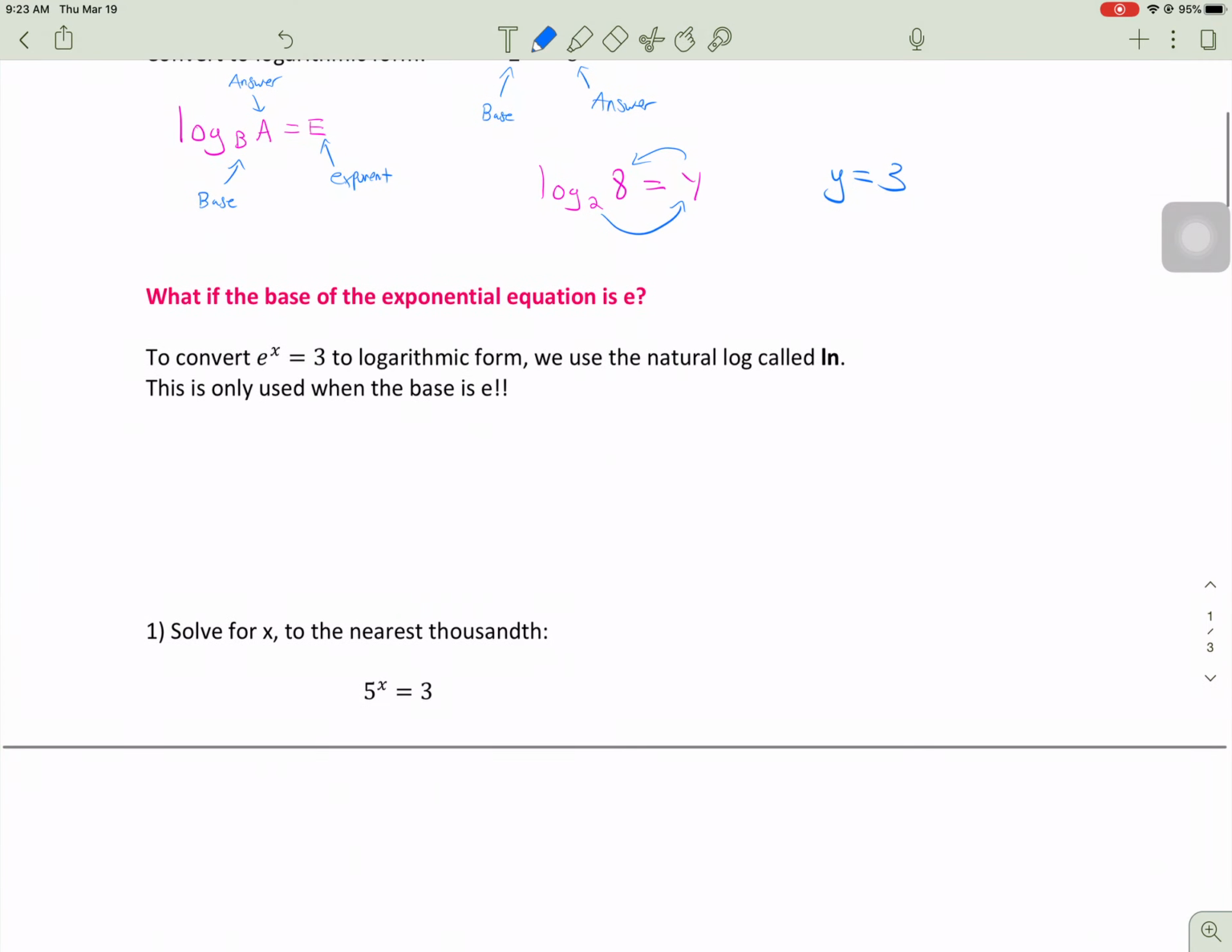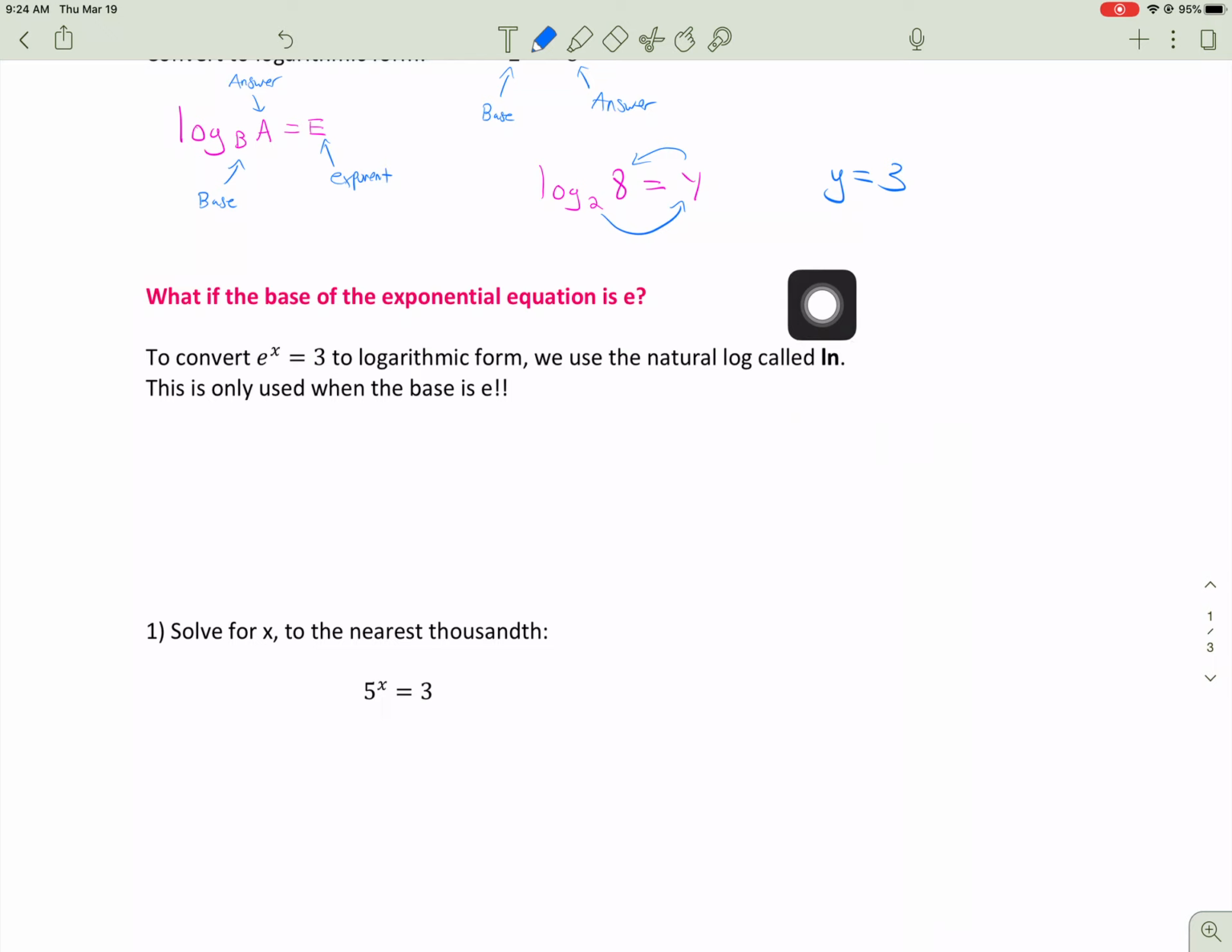Okay, so what if the base is e? Now we have e to the x equals 3. If you have something with a base of e, instead of using logs, we use something called the natural log. The natural log is ln. ln is nothing more than a log. It's just a special case of log where the base is e. So it's almost like log base e, but instead, we write ln. And when we have ln, we don't usually put that base e, but we can.